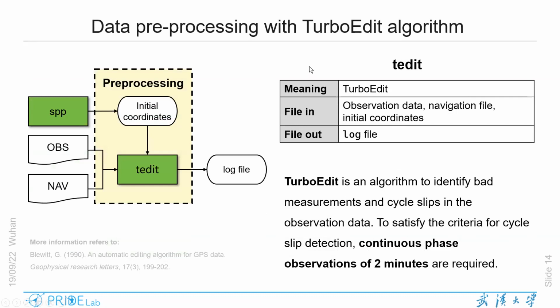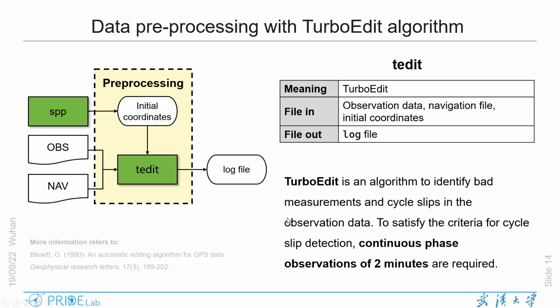Following is the data preprocessing with the TEDIT program. TEDIT is named after the TEdit algorithm originated from GIPSY. This algorithm is commonly used in the health diagnosis and the quality control of the GNSS observations. It has been modified many times since its first appearance. We use this program to identify the bad observations, detect the cycle slips, the clock jumps, as well as other anomalies.